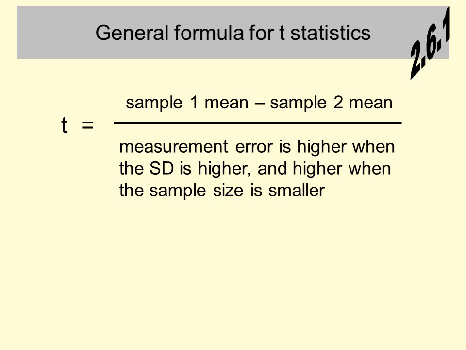So let's expand that formula a little bit. t is sample 1 mean minus sample 2 mean divided by measurement error, and measurement error is higher when the standard deviation in the data is higher, and it would also be higher when the sample size is smaller.